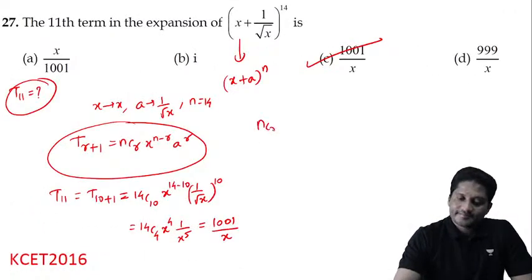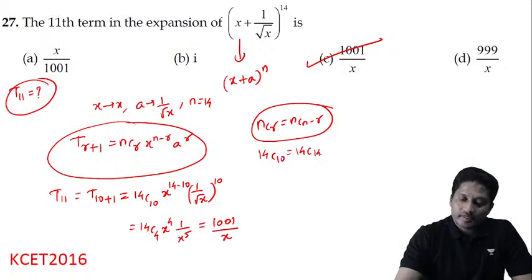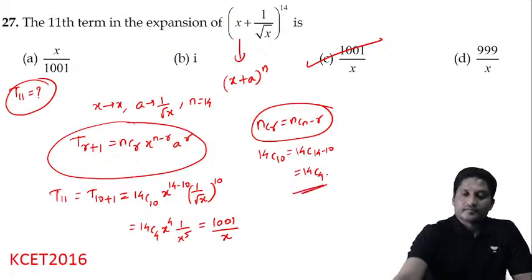NCR is the same as NCN minus R, the complementary combination. That's why 14C10 is the same as 14C(14 minus 10), which equals 14C4. Right, now let's move to the next question.